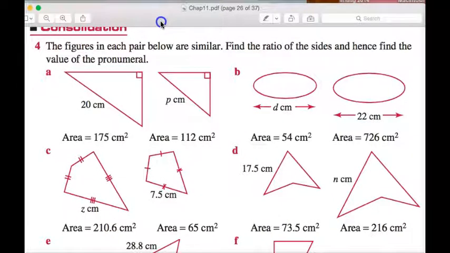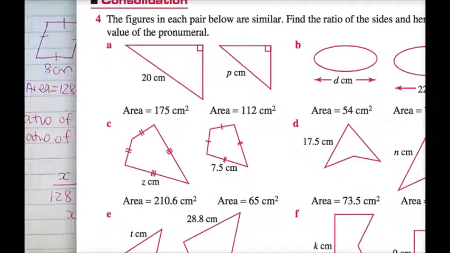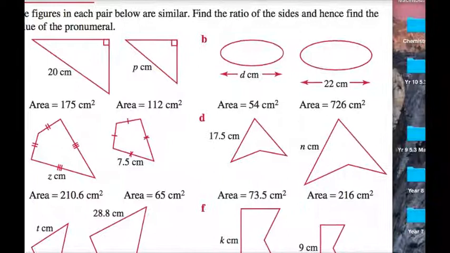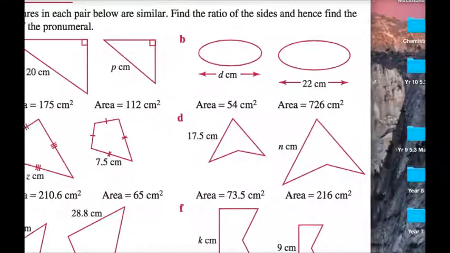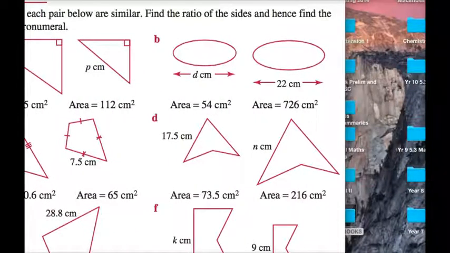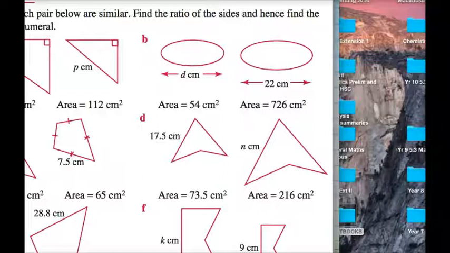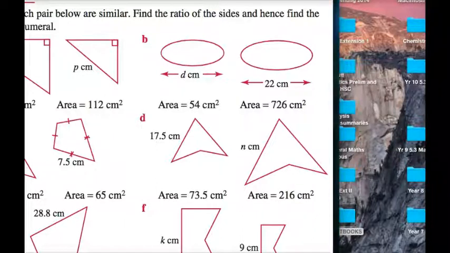Girls, we've done stuff like, what did I do where we're given the area? I'm doing question 4B, I think you can copy that one out. Question 4B, there it is. Girls, just draw the diagram. Draw that you've got D and 22, areas 54, 726. Obviously you have to find the side length, don't you? You have to find D.